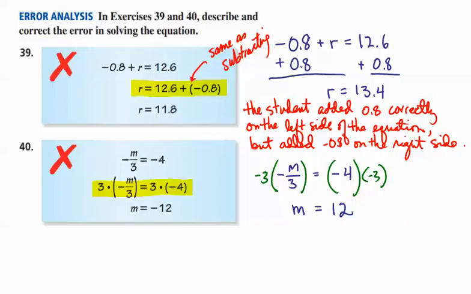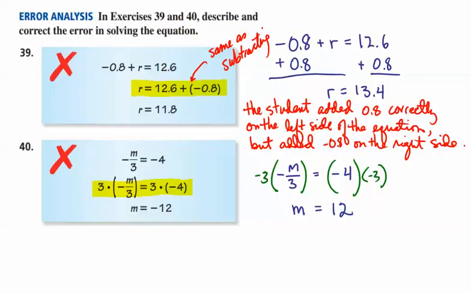However, when we look at what happens here, you notice that 3 times negative m over 3 is a positive times a negative, and what should result from that is a negative m. However, the student put a positive m. On the right side, they did it correctly. 3 times negative 4 is negative 12.